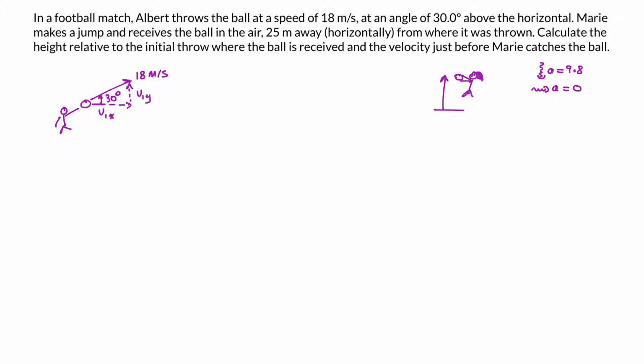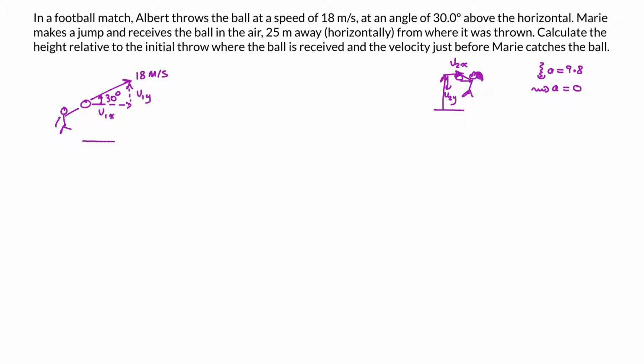I know that the ball is going to be received at some sort of velocity, so right at the very end here we're going to have velocity 2 x, and we're going to have velocity 2 y. I will put it down as v2y in the downward direction. Good. So we have v2y and v2x. We have the accelerations. Let's do the displacements as well.